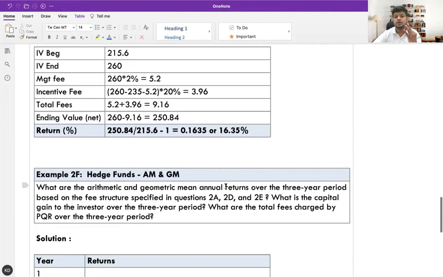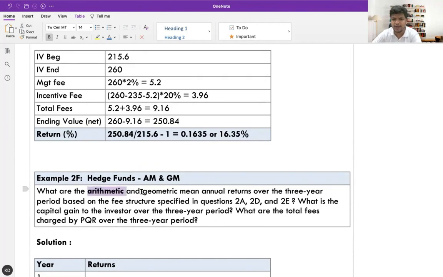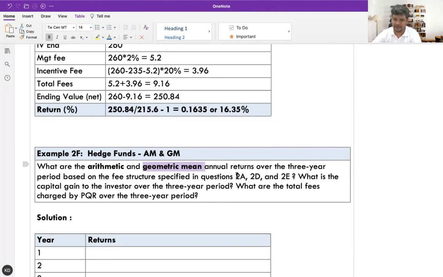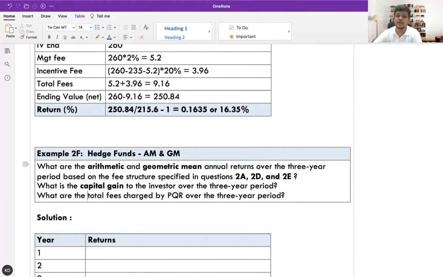So now, what are the arithmetic and geometric mean? You know arithmetic and geometric mean, right? Over the 3 years period, based on the fee structure specified in 2A, 2D and 2E, what is the capital gain to the investor? That's the second part. And the third part, they have asked me, what is the total fee charged by the fund?